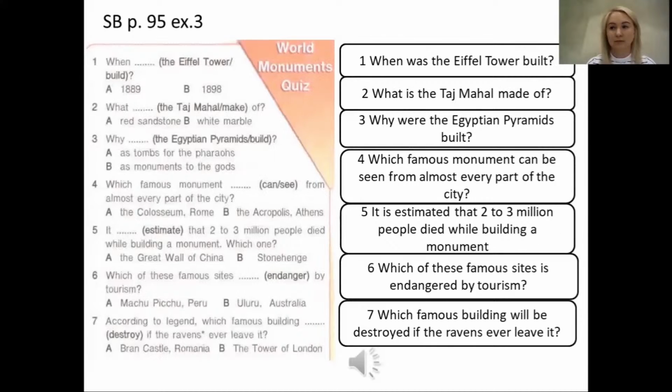Tony, for 5 points. Which famous monument can be seen from almost every part of the city? The Acropolis in Athens or the Colosseum in Rome? The Acropolis in Athens. Yes. Let's move on. Monica, it is estimated that 2 to 3 million people died while building a monument. Was it Stonehenge or the Great Wall of China? Pass. Tony? Sorry, I don't know. The answer is the Great Wall.